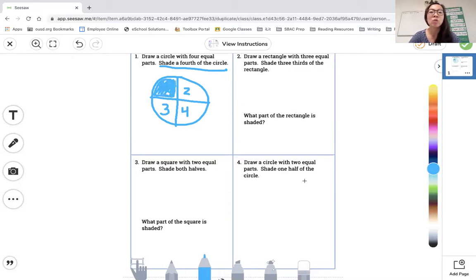Number 2 says draw a rectangle with 3 equal parts. Shade 3/3. So how many thirds will you shade in number 2? 3/3 of the rectangle. And then we're thinking, what part of the rectangle is shaded? Let's look at our math vocabulary to help us with that.